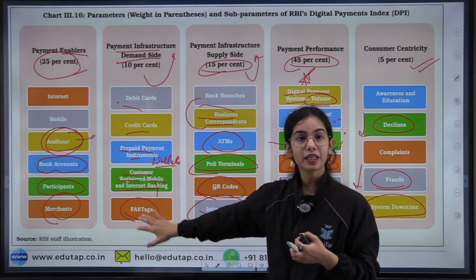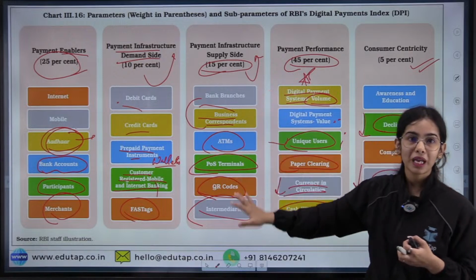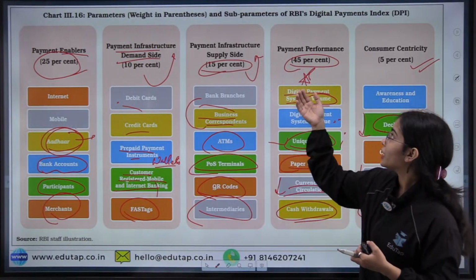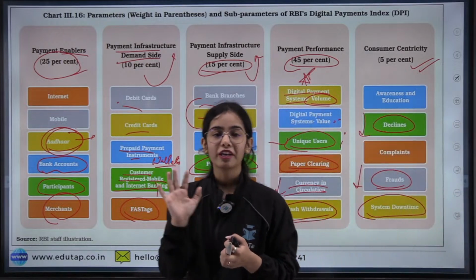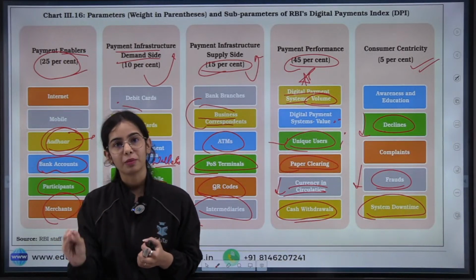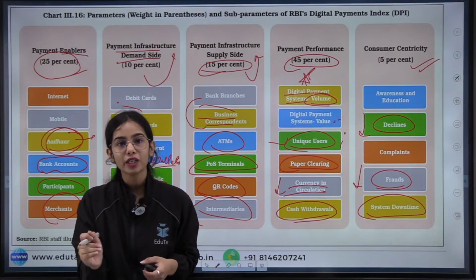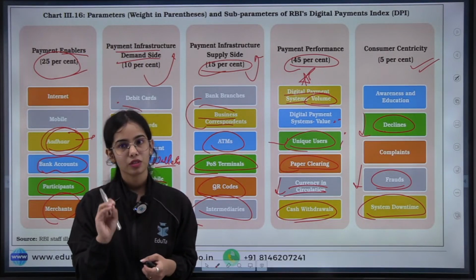What are the demand side parameters? What are the supply side parameters? Then we have the payment performance and consumer centricity. So these are the 5 broad parameters that you have to remember, and you have to remember the weight of these 5 parameters. Got it?